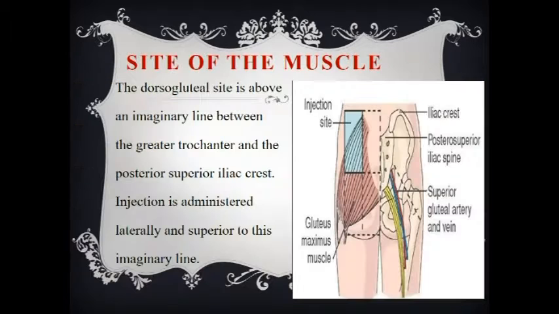Site of the muscle: the dorsogluteal site is above an imaginary line between the greater trochanter of femur and the posterior superior iliac crest. Injection is administered laterally and superior to this imaginary line. We have another way. You can divide the buttock into 4 quadrants, and you can give the medication in the upper outer quadrant.